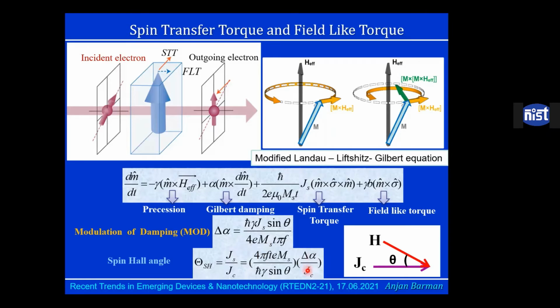So you can send some charge current. You can see what is the variation in alpha, or the delta alpha. And from the other parameters, of course, you can measure their constant. And from there, you can find out the spin Hall angle. So we'll use this method later on to find out the spin Hall angle in various materials.